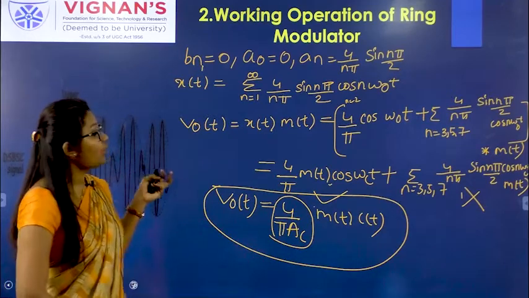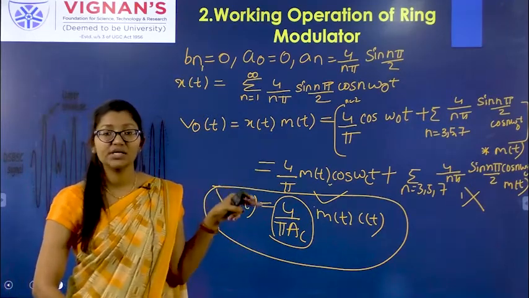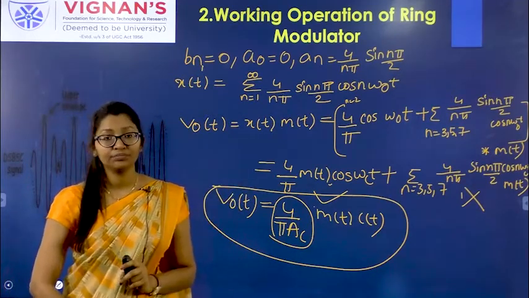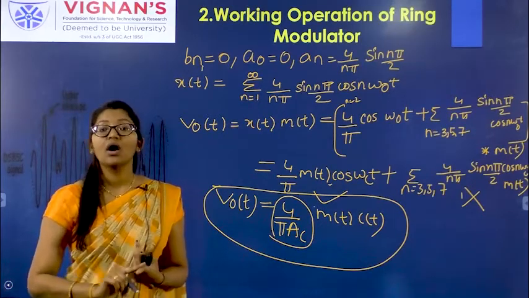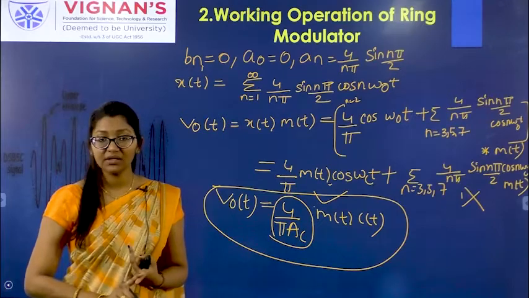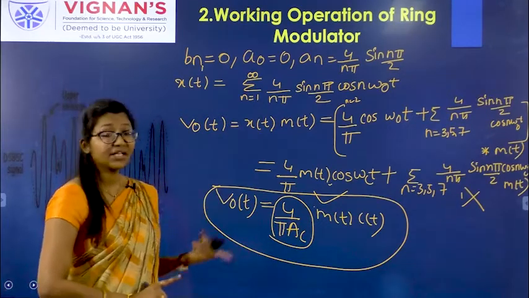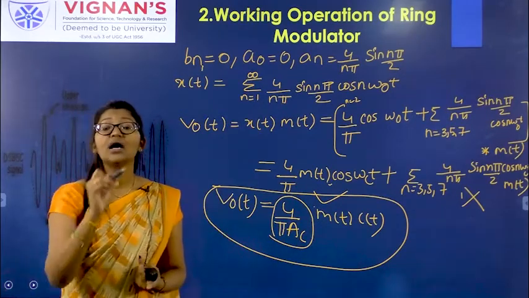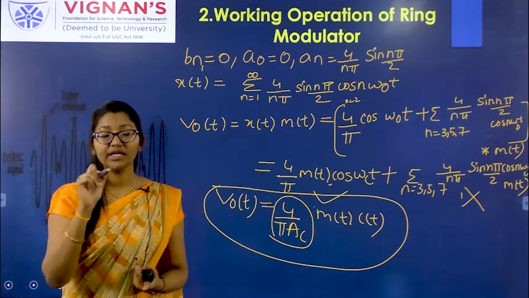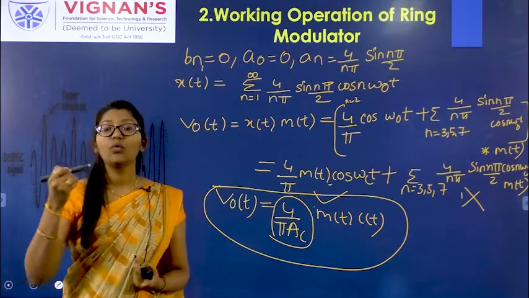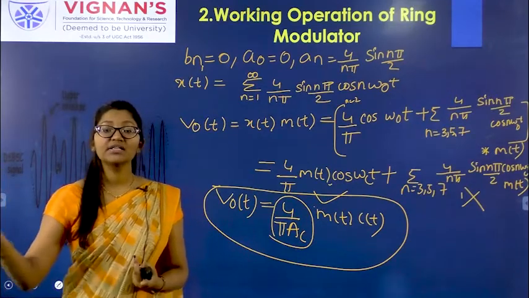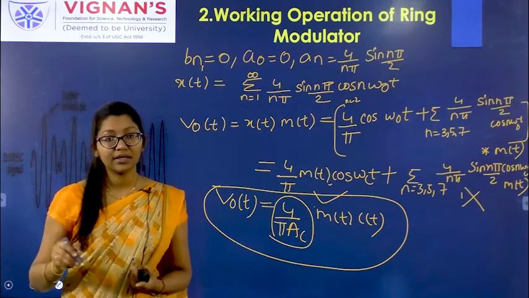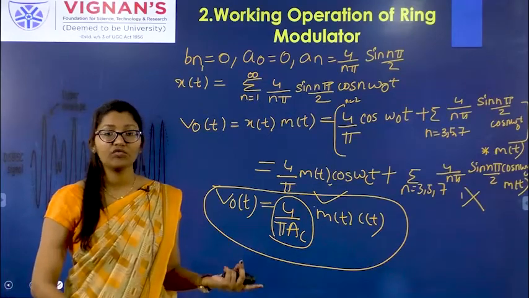So this is how we generated DSB-SC by using the ring modulator. Total two operations are there. One is where we are suppressing the carrier, by taking the modulating signal amplitude as 0 and giving only the carrier signal, and the final output you are getting is 0, which means we are suppressing the carrier. That we have seen in the first mode of operation.